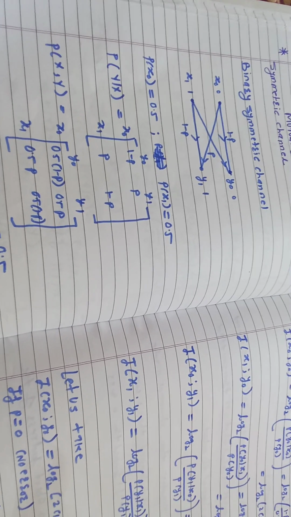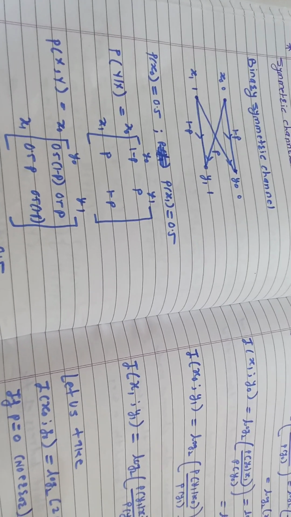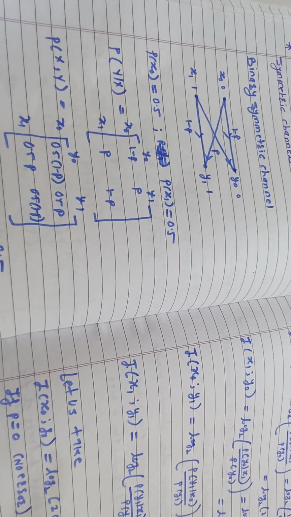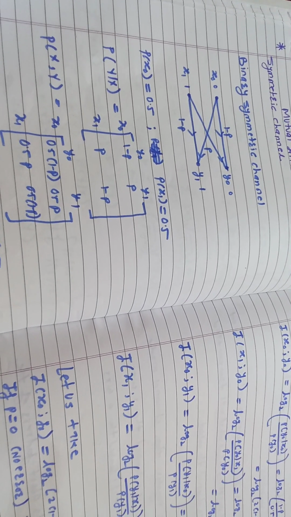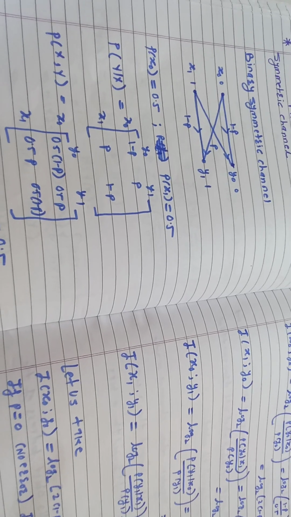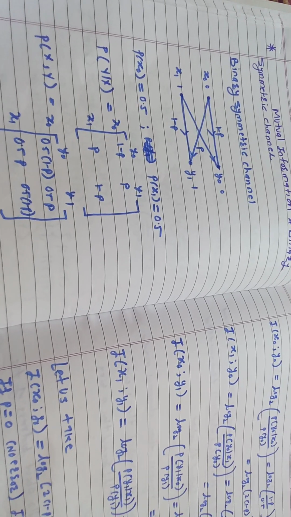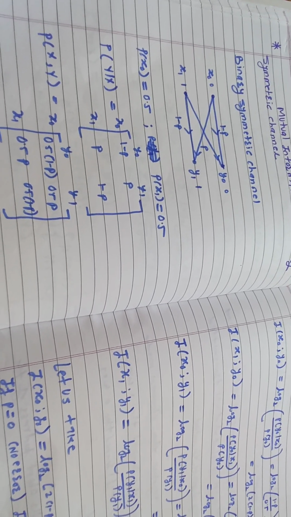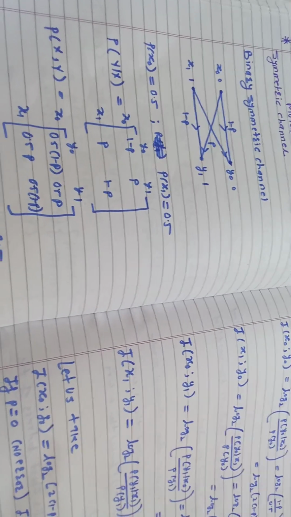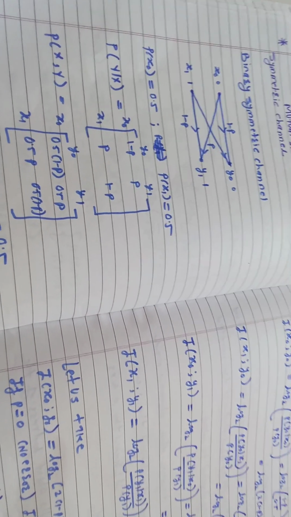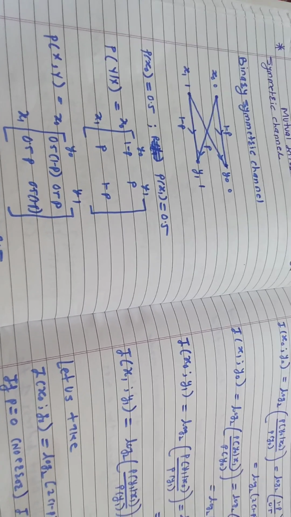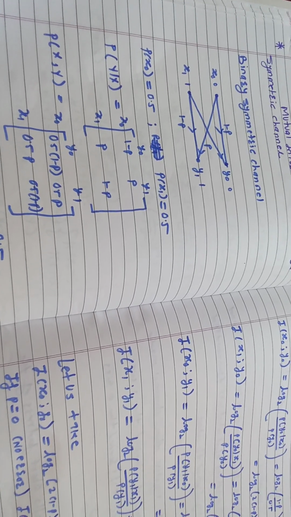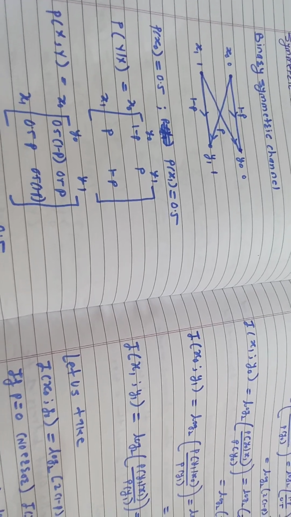And if you get negative mutual information, then you say that it is a noisy channel. If you have received 1, then definitely 0 was transmitted, and if you received 0, then definitely 1 was transmitted. So this is just the application of mutual information in channel prediction. That means you can say the goodness of the channel with the mutual information.